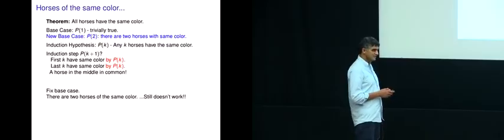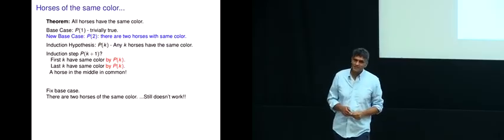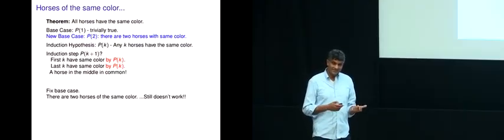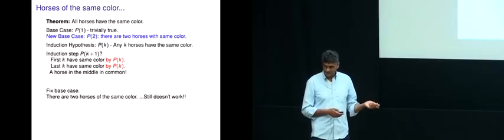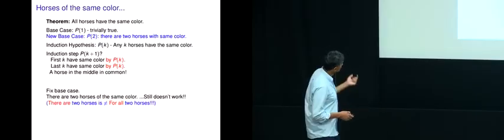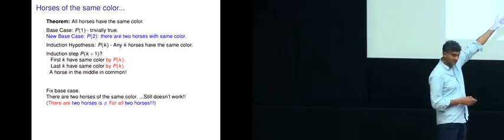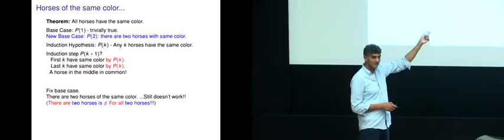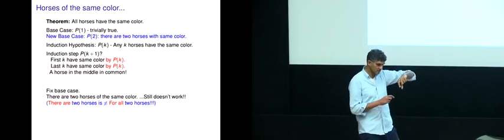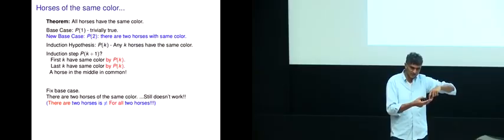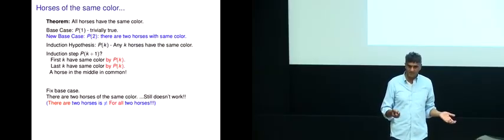Well, it still doesn't work. Why doesn't it work? This theorem needs to argue for any set of K horses that are the same color. That's what I used in this proof. There are 2 horses is not for all 2 horses. Well, I was given an arbitrary set of 3 horses, and I picked 2 of them and said they must be the same color. So I'm using the notion that for all sets of size 2, the horses have the same color. And that's not true as a base case.